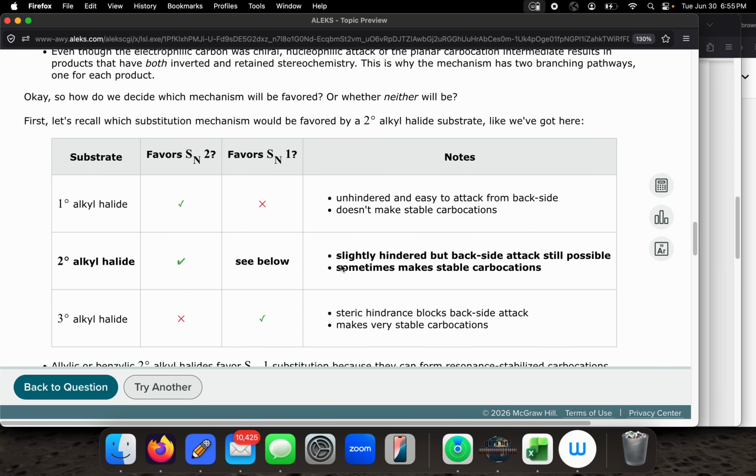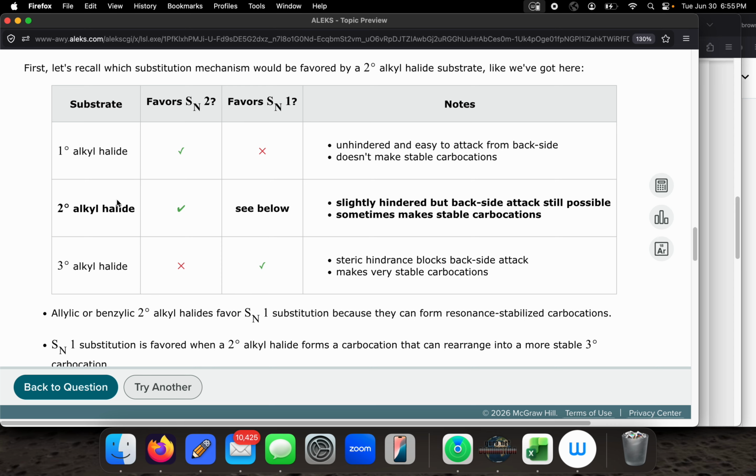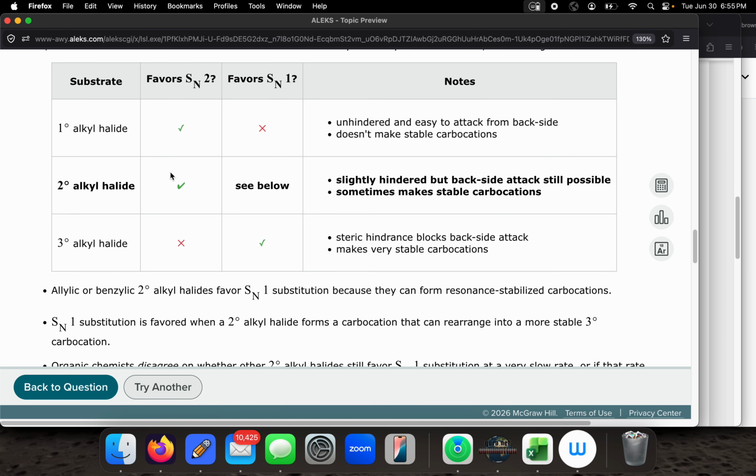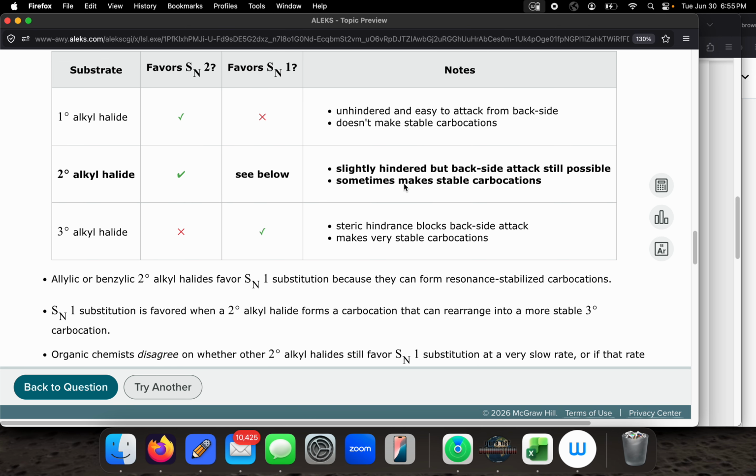It's going to give me a table that's going to say if I have a secondary halide, it's going to favor SN2. But there are some exceptions. See below. And I do have a secondary halide. So let's look. If it's going to favor SN2, but it's slightly hindered, but it's still possible. And it sometimes makes stable carbocations. So that's why it's possible to go SN1. So I have a secondary halide. I know I do. So I'm going to come down here.